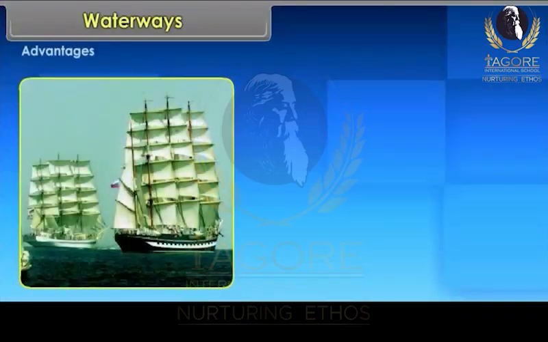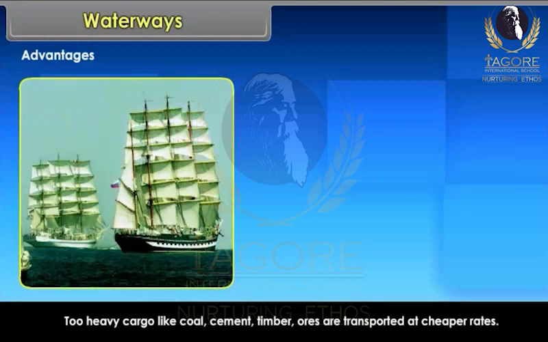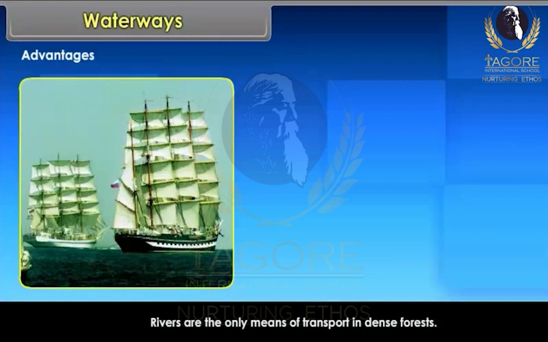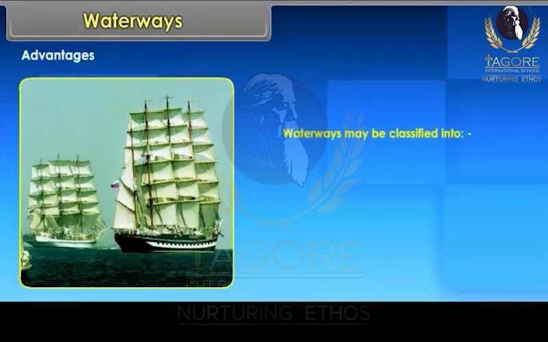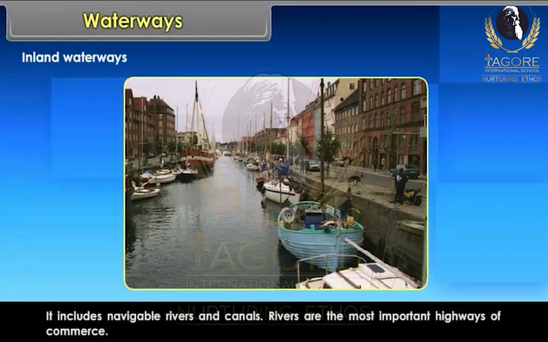Waterways. Advantages. There is no expenditure in laying the waterways. Heavy cargo like coal, cement, timber, ores are transported at cheaper rates. Rivers are the only means of transport in dense forests. Waterways may be classified into inland waterways and ocean transport. Inland waterways. It includes navigable rivers and canals.